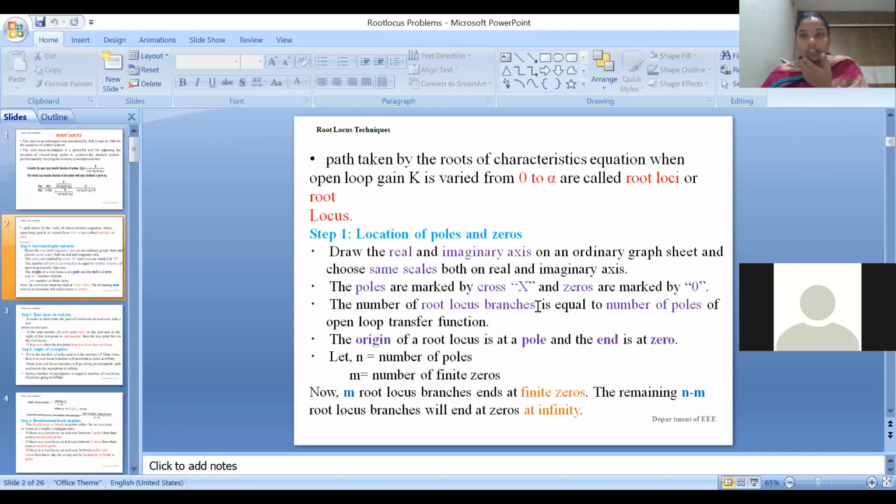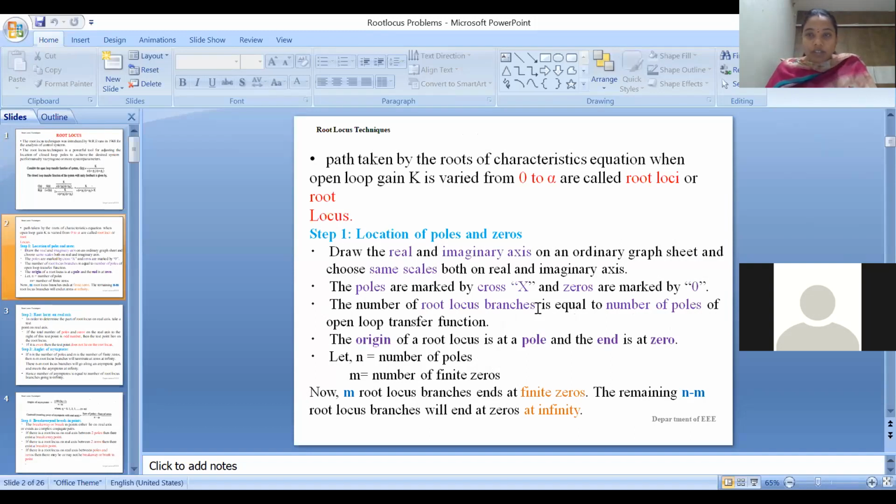What is a root locus? It is a path taken by the roots of the characteristic equation when loop gain k is varied from 0 to infinity. Then you will get a root locus or the root loci. So what are the steps to be followed as we have discussed?